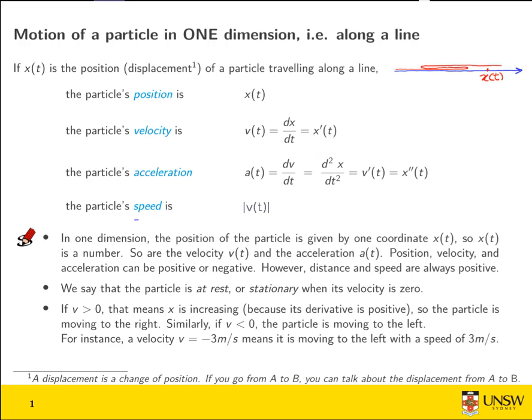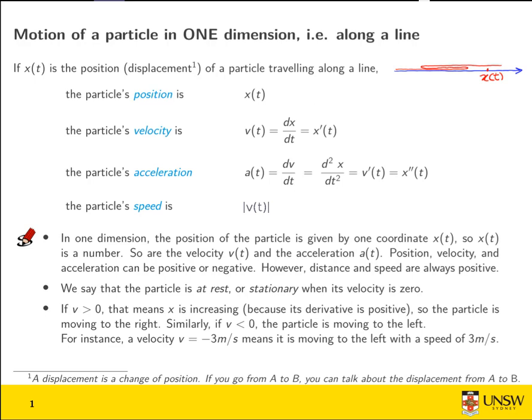The speed is slightly different because x, v, and a, so position, velocity, and acceleration, are numbers which could be positive or negative. The speed is the absolute value of velocity. As such, it can never be negative. Let me clarify this on an example.